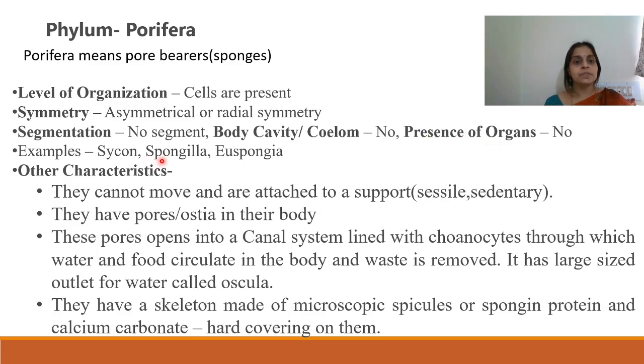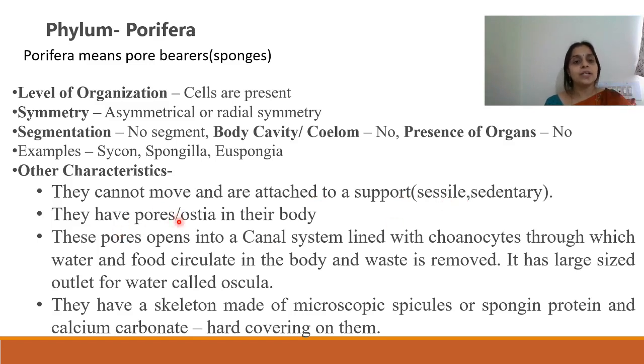So here are examples: Spongilla, Euspongia. The other characteristics are they cannot move. They are sedentary. They're attached to a substratum, so they don't have a stalk. They are called sessile, and they are attached to a substratum, so they are called sedentary.